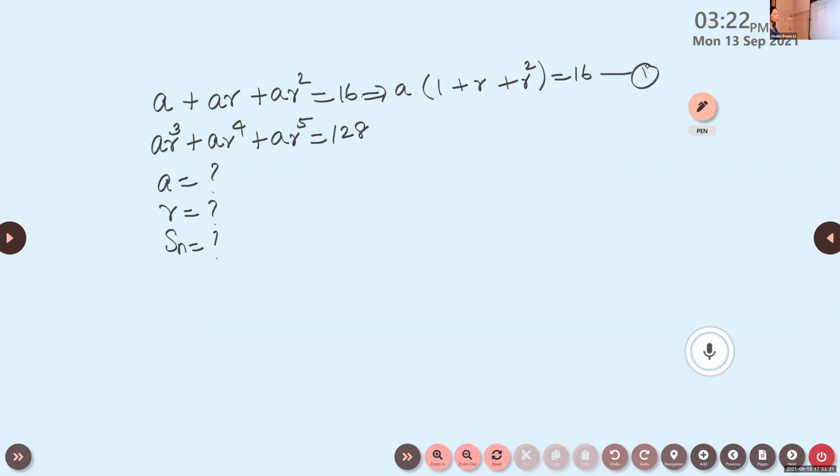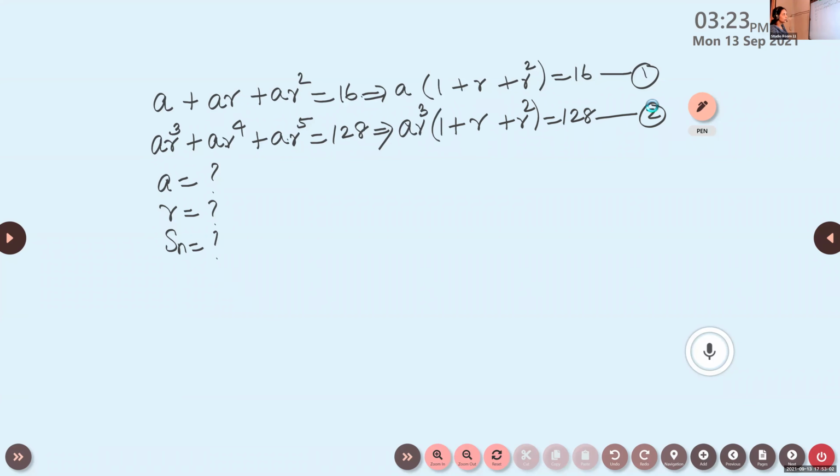Similarly, look at the second one. From the second one, what can you take as common? It is the next three terms. So 1, 2, 3, first three terms are over. Next three terms means the fourth term, fifth term, sixth term: AR cube, AR raised to 4, AR raised to 5. From these three terms, we can take AR cube as common. Therefore, we get AR cube into 1 plus R plus R square is 128. This is the second equation.